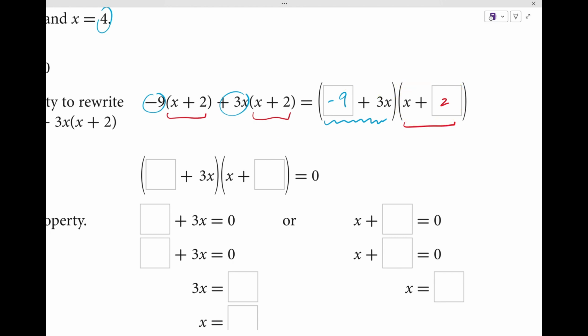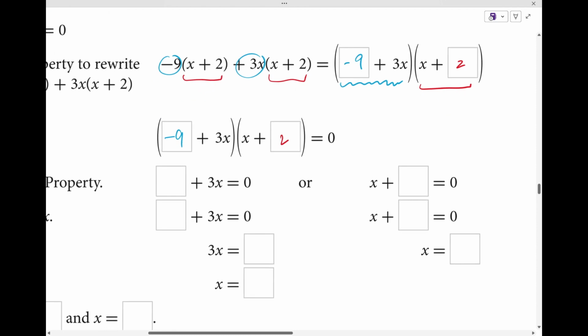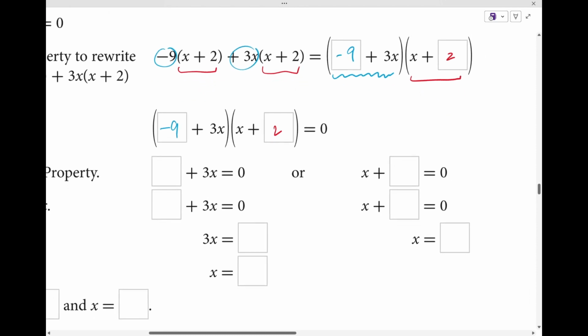Okay, here is our factored form. Negative 9 plus 3x times x plus 2 equals 0. We're looking for the zeros, so we say equals 0. Again, two cases. Case number 1. My first linear factor, negative 9 plus 3x equals 0. Okay, same thing. We're going to solve for x. Add 9 on both sides. Divide both sides by 3. I got x equals 3.